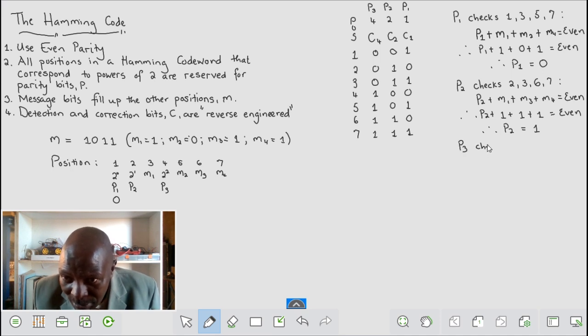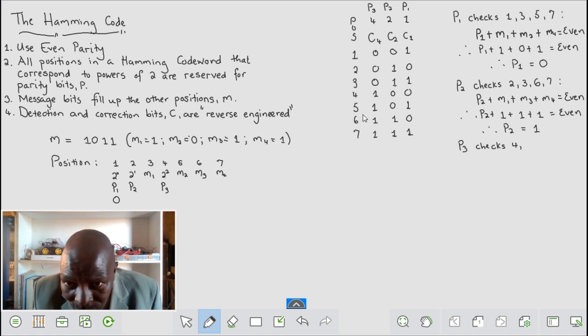Now, obviously, it will be easier, perhaps, to work out P3. P3 checks. Remember, P3 corresponds to what? To the weight of 4. So every position that, if it was converted to binary, would have a weight of 4 would then be checked by P3. So if we look here, the first position, 1 doesn't have a 4, 2 doesn't have a 4, 3 doesn't have a 4, 4 obviously has a 4, so that will be the first one.